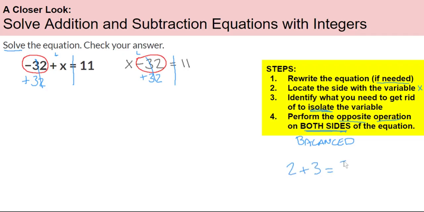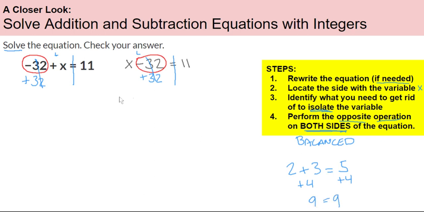It's like saying 2 plus 3 equals 5. But you know what? If I decide to add 4 to this side, this now becomes 2 plus 3 plus 4, which is not 5 anymore. So I better make sure I add 4 to this side. So now they are both balanced. 9 equals 9.